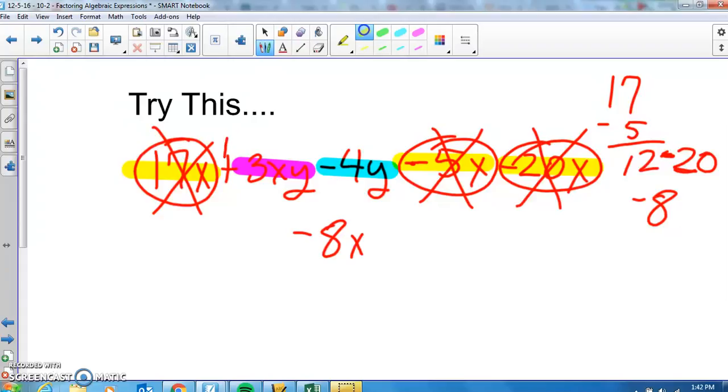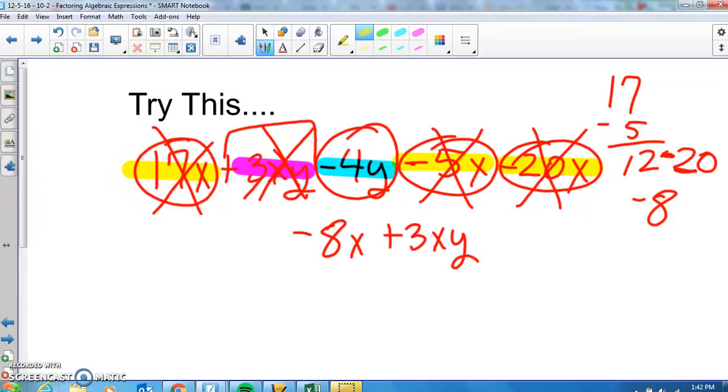All right, let's go now to this one. There's nothing else that goes with it, so I'm going to just bring it down. So I've taken care of that one, crossing it out. Is there anything that goes with that minus 4y? There's not. So again, I'm going to just bring that one down. I'm just crossing out what I've used. So now I have negative 8x plus 3xy minus 4y. And those cannot be combined, so my simplified answer is that in itself.